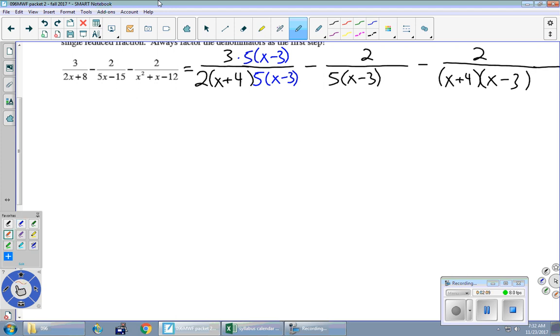And now let's go ahead and make the second denominator match the first. So currently we have a 5 and an x minus 3, but we don't have either a 2 or an x plus 4. So let's give the second fraction both of those things, 2 times x plus 4, and then immediately multiply the top by the same thing.